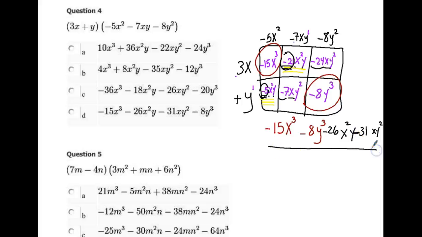So let's compare. Now, this is very confusing, so take it one term at a time. Negative 15x cubed. So this has a negative 15x cubed. Nothing else. So let's compare the rest of the answer. Minus 26x squared y. Okay, so yes. Minus 31xy squared. Yes. Minus 8y cubed. Yes, so that's my answer. Again, the order will not make a difference because it's not just one variable where you go from greatest power to least power. So it's okay to be in any order.